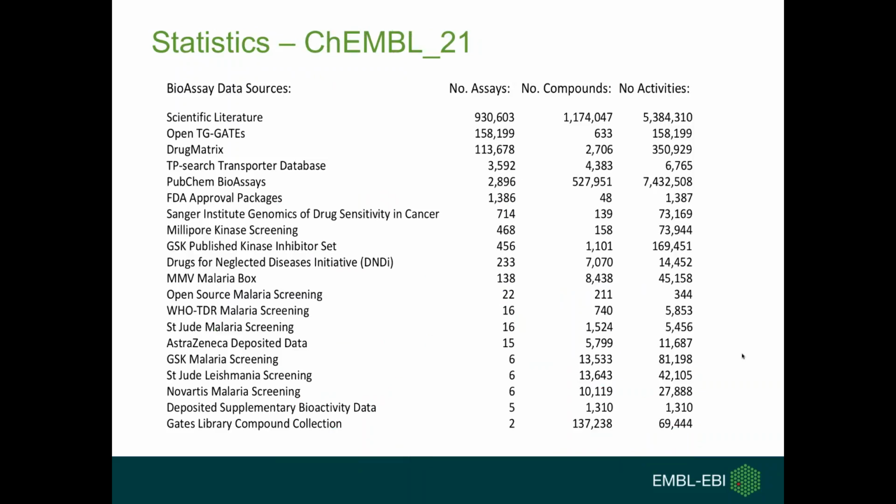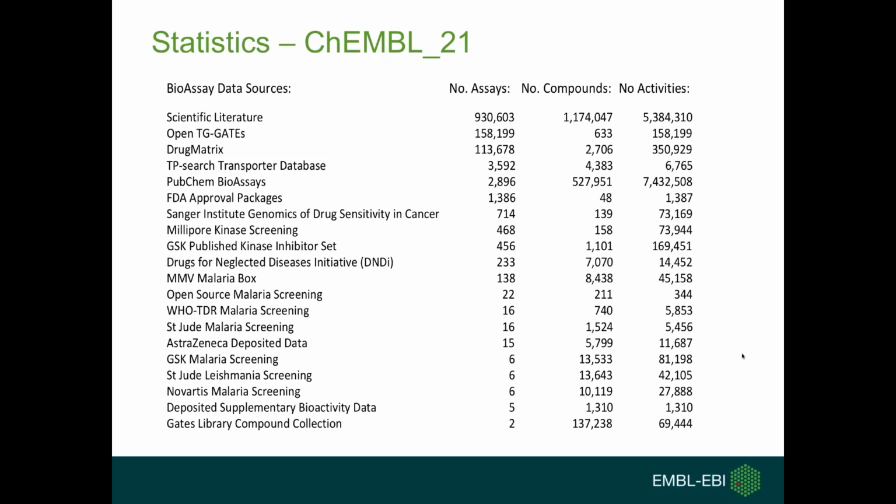And the most recent release of ChEMBL, ChEMBL 21, this just gives an overview of some of the statistics, the different data sources that we capture within ChEMBL. So at the top, I said the majority of our data comes from the scientific literature, and this is the majority of the assays within the database, and around 5 million activity data points. But we also include information from different databases and projects.